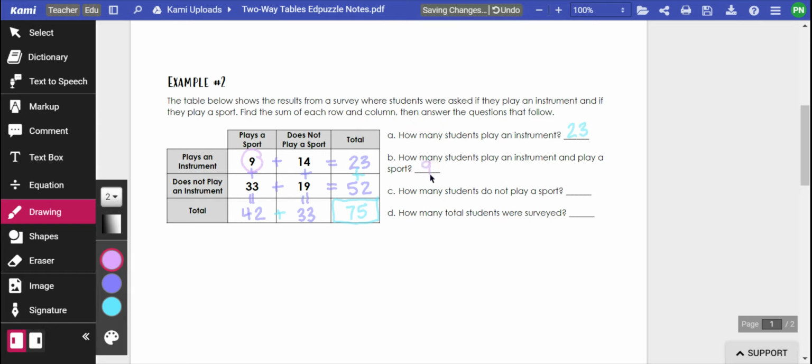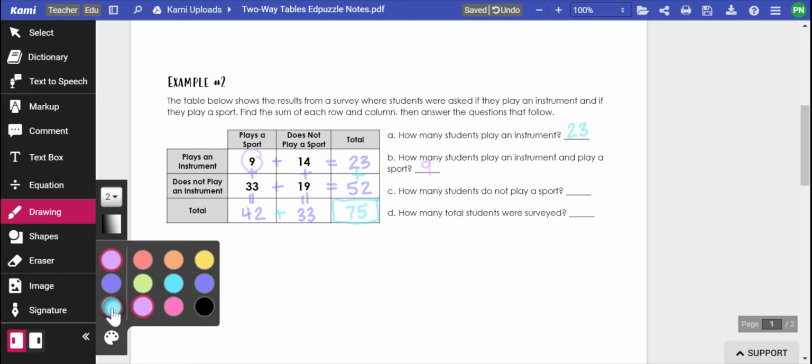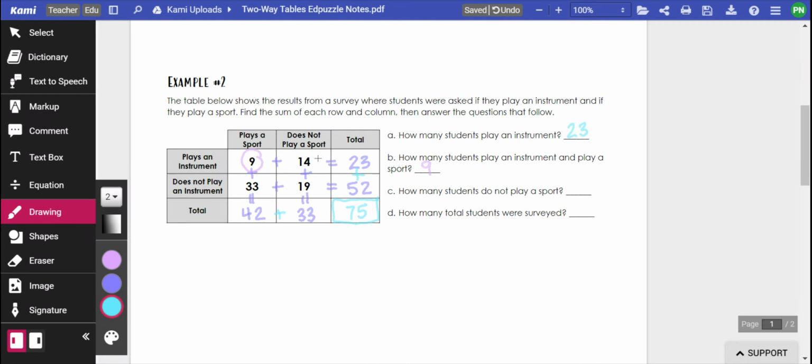How many students do not play a sport? So don't play a sport. We're just going to go to the total of 33. And how many total students were surveyed? So the total is always the number in this corner here. In this case, it's 75.